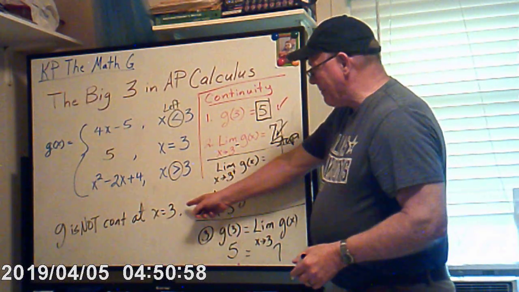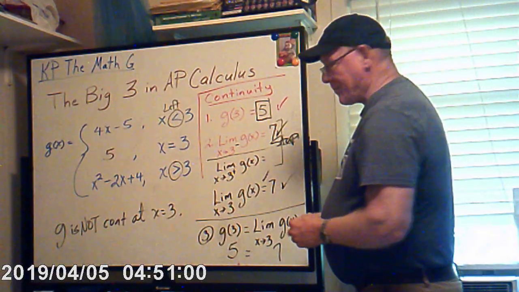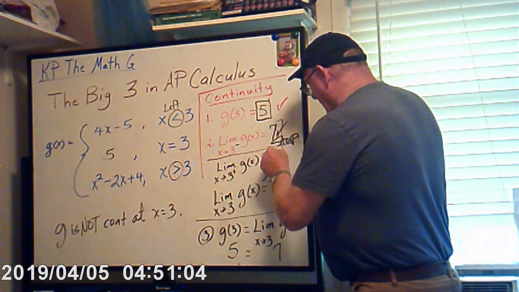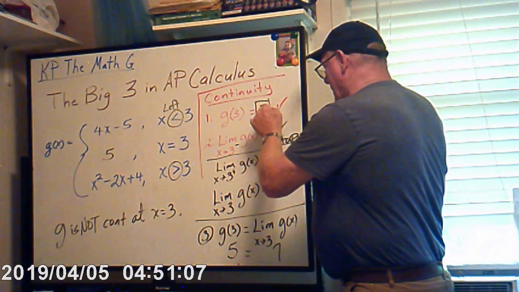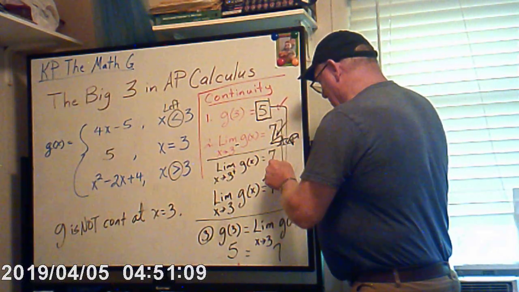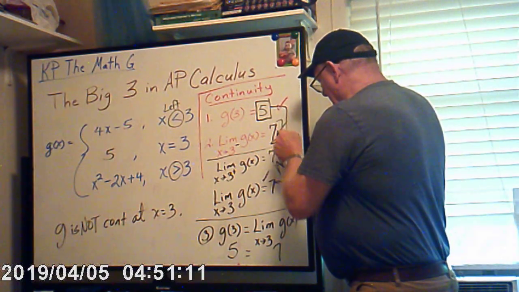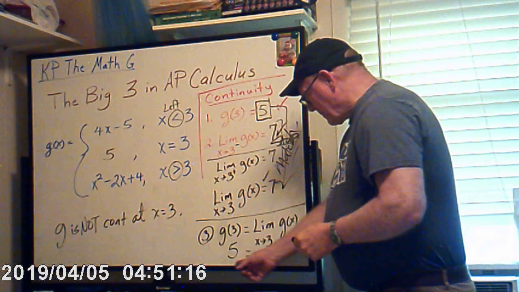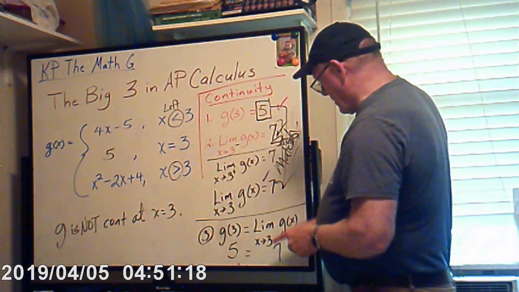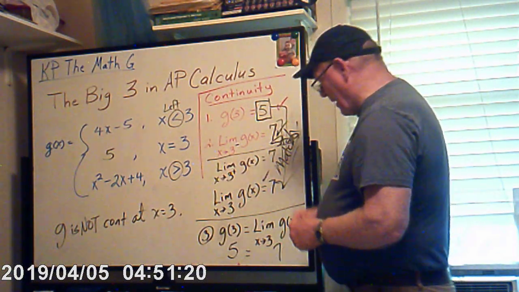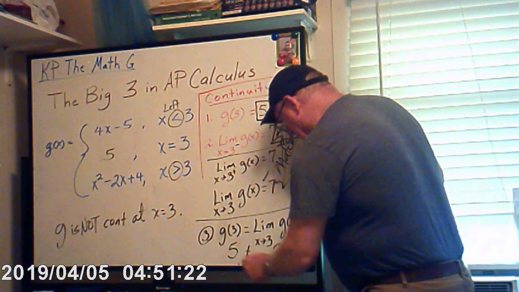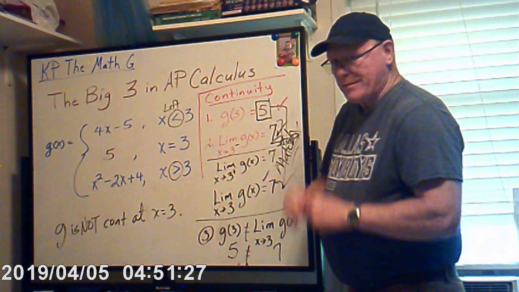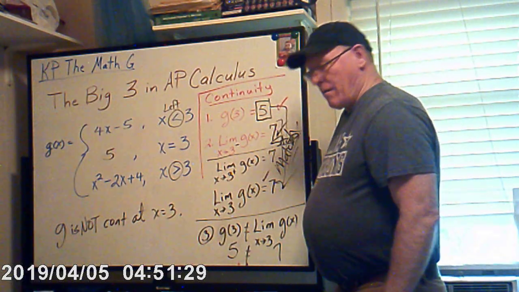G is not continuous at x equals 3. Even though the limit does exist, these two numbers must match, and they don't match. G at 3 is not equal to the limit here. Therefore, G is not continuous at x equals 3.